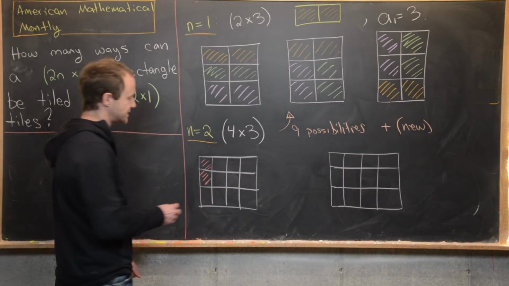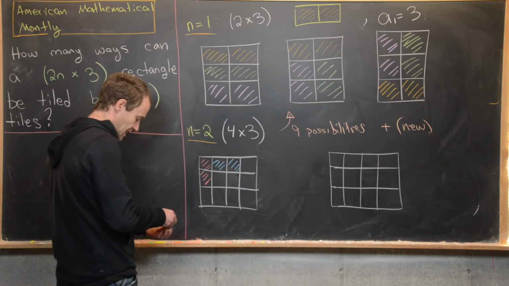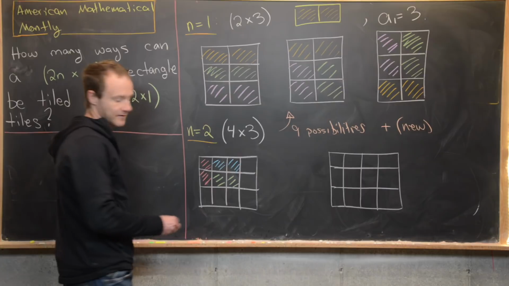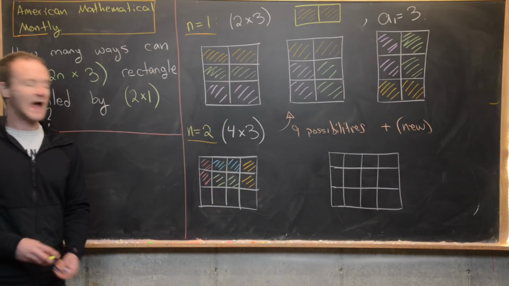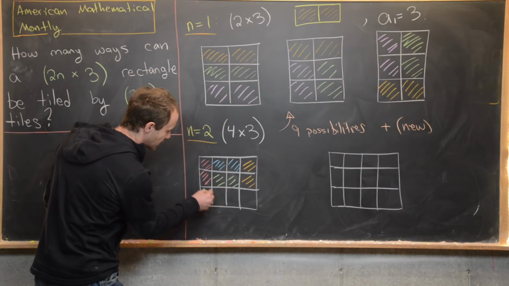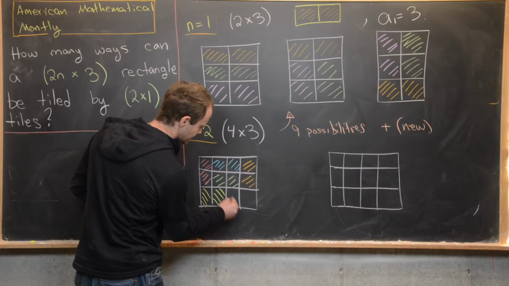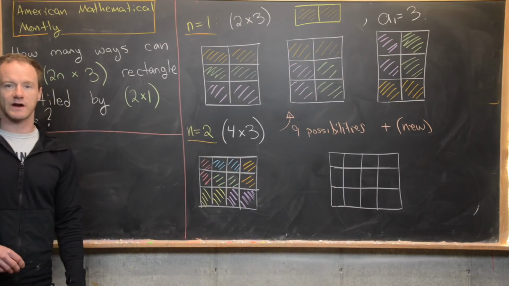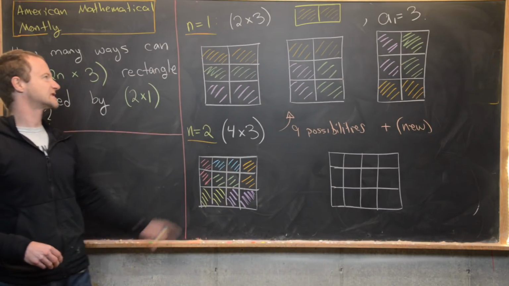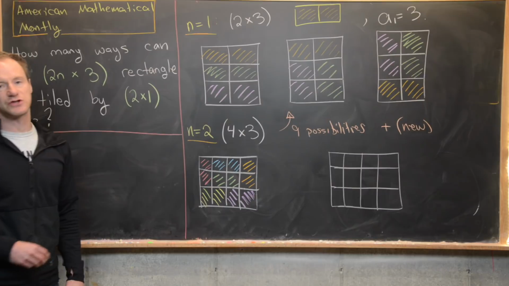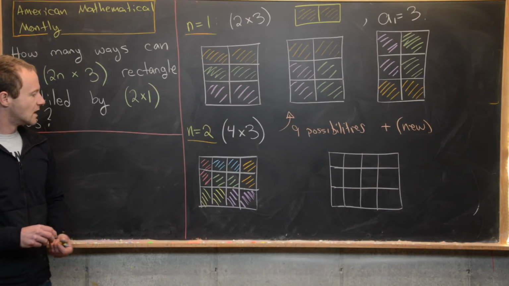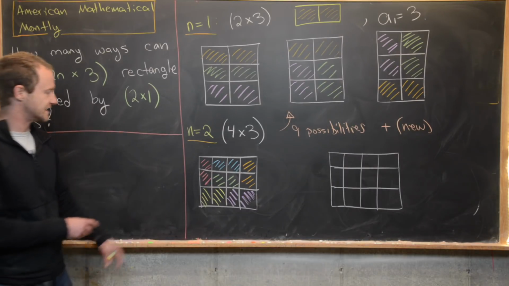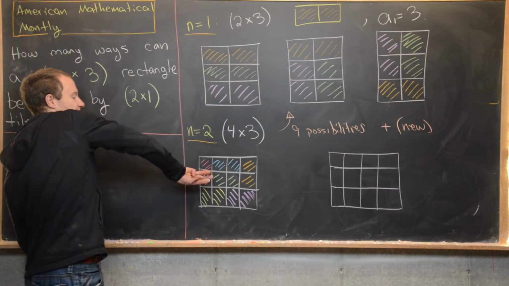So first off, we could put a vertical tile here, which I'll draw in red, and then 2 horizontal tiles here, and then like that. And then next we could have another vertical tile over here, and then finally 2 horizontal tiles underneath. So notice that gives us a new tiling for this 4 by 3 rectangle that's not possible by building it out of these pieces of 2 by 3 rectangles. Okay, but now if we look at this, we'll see that there's a symmetric version of this that we get if we just flip it this way.